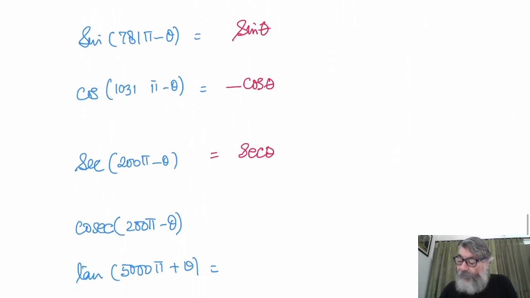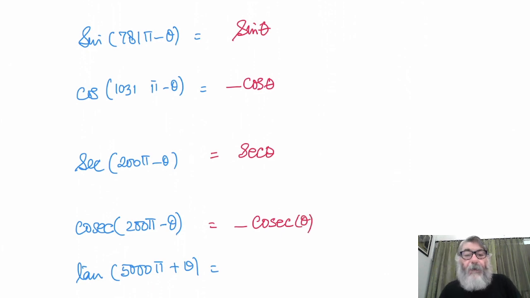Now when it is cosec of 200 pi minus theta, 200 pi again will fall along OX. I have written twice. Okay, doesn't matter. Cosec of 200 pi minus theta means it is going to fall in the fourth quadrant, and in the fourth quadrant cos and sec are positive, the rest are negative, so minus cosec theta.